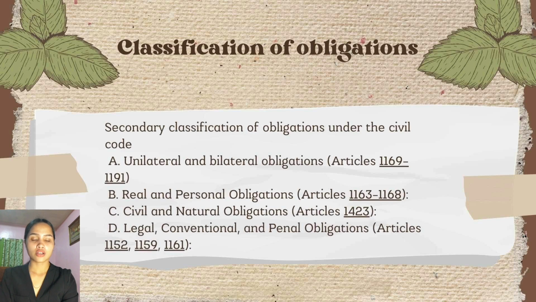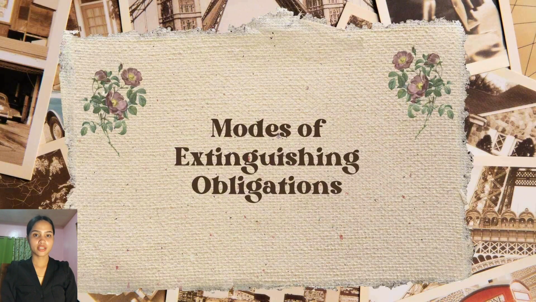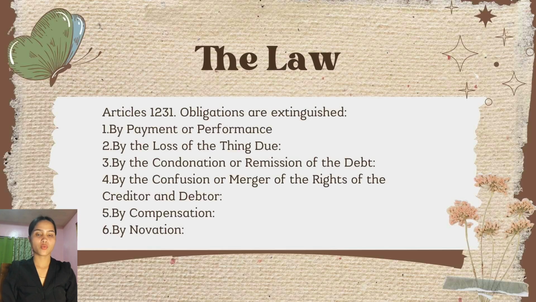Proceeding to the next topic, which is the modes of extinguishing obligations. Under Article 1231, obligations are extinguished by payment or performance. The primary and most straightforward mode of extinguishing an obligation is through the complete fulfillment of the obligation, either by delivering the thing due or by performing the required act.